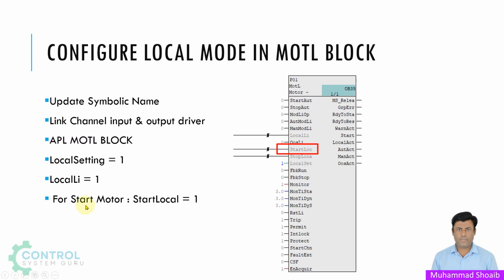Once we want to start the motor, we'll put the start local equal to 1. As you can see here, start LOC should be 1, and we'll connect it. We already connected one physical switch through the channel driver. In a similar manner, once we want to stop the motor, we'll put the value 1 over the stop LOC.